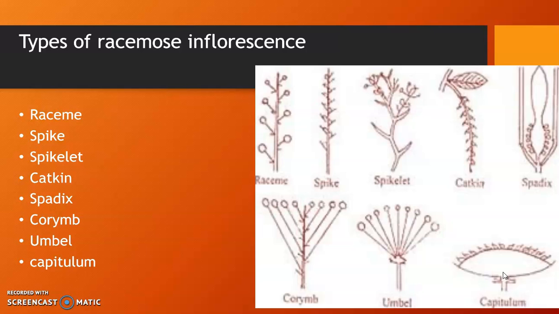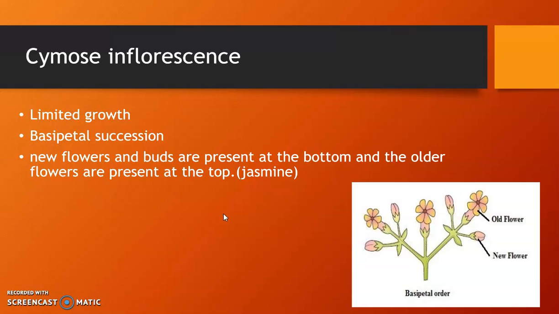It is otherwise called as head. All the small flowers will be in the center and the older flowers will be at the periphery. This type of arrangement is known as capitulum. So these are the special types of racemose inflorescence. And the next one is cymose inflorescence. Here there is a limited growth, that is, the main stem ends in a terminal bud.